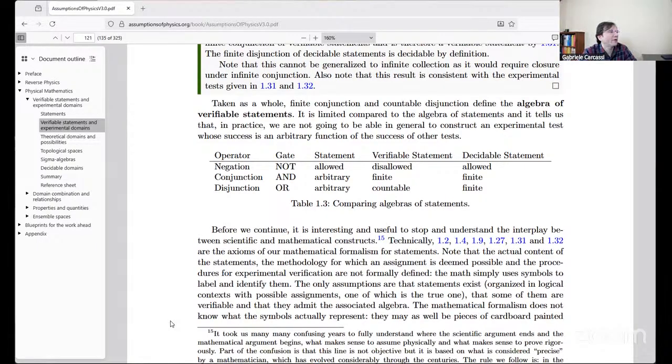So we are comparing the different operators on the different sets of statements. If you have statements, you can basically do anything you want. If you have verifiable statements, you can't do negation, but you can do finite conjunction and countable disjunction. If you have decidable statements, then you can do the negation, but conjunction and disjunction must be finite.